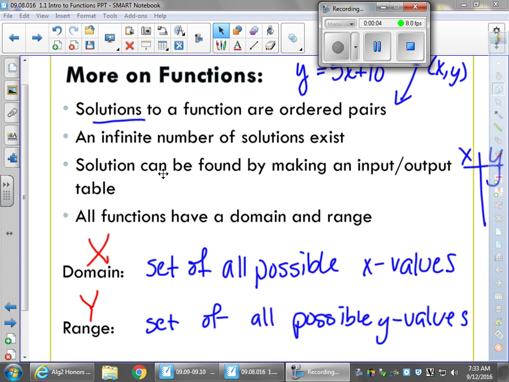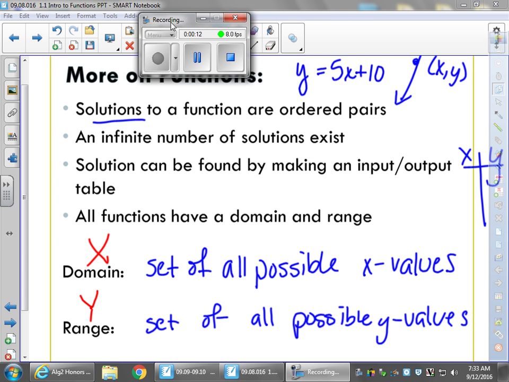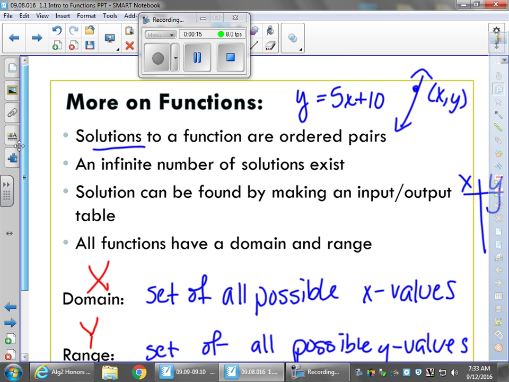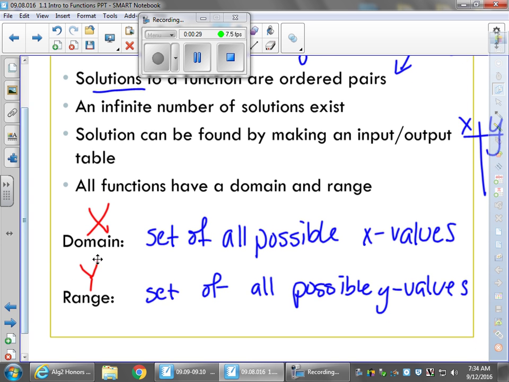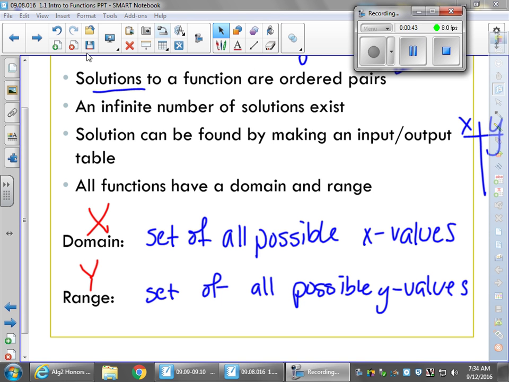So on Friday, we started discussing domain and range, and where we left off is that a solution to a function are ordered pairs. We had a picture of just any generic line and talked about how literally any ordered pair on this line counts as a solution to a given equation. We discussed how there are an infinite number of points on that line, and also reminded ourselves that solutions can be found by making an input-output table, XY charts. And lastly, we discussed that domain is my set of all possible x values, and range is my set of all possible y values.